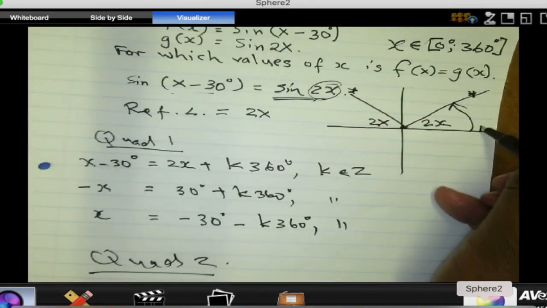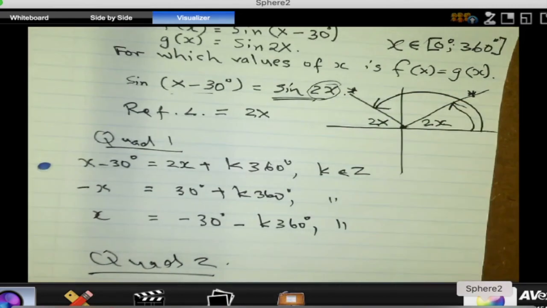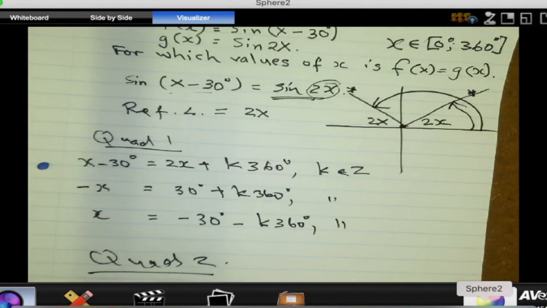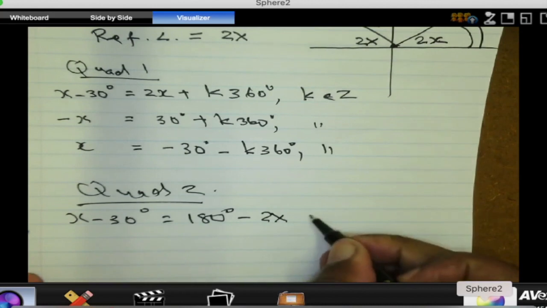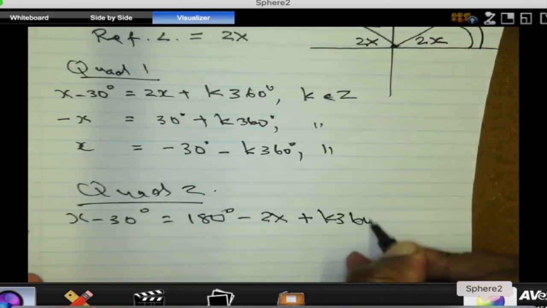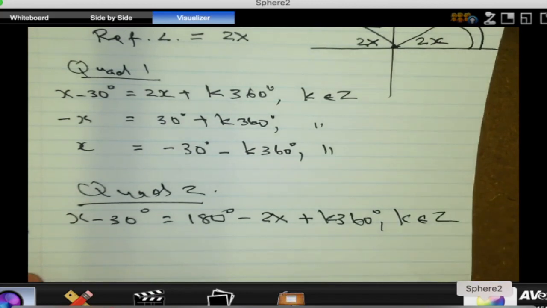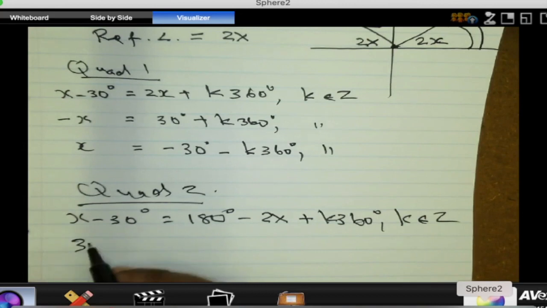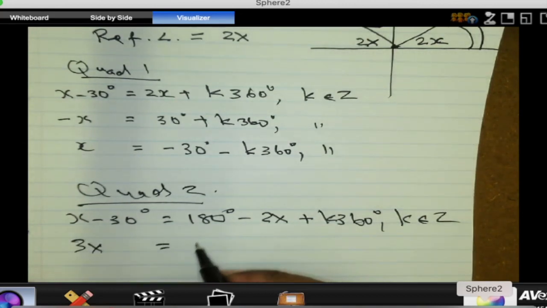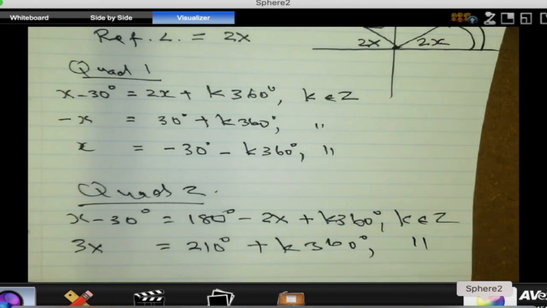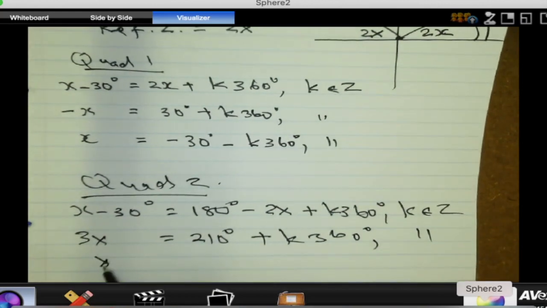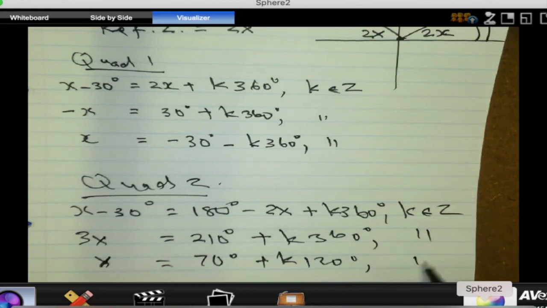From quad 2, we need that whole angle there. So what is x minus 30 degrees equal to in quad 2? That should be 180 degrees subtract 2x, plus k times 360, right? Okay, then let's solve that for x. So bring the 2x to the other side. You will get 3x. Take the negative 30 to the other side. Is it 210? So we get 210, all that plus k times 360 degrees, where k is an integer. Then we can divide by 3 to get x. So x is equal to 70 degrees plus k times 120 degrees, where k is an integer.